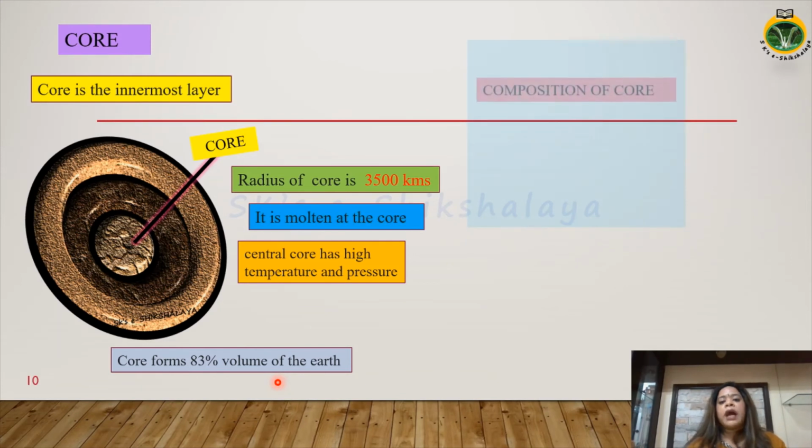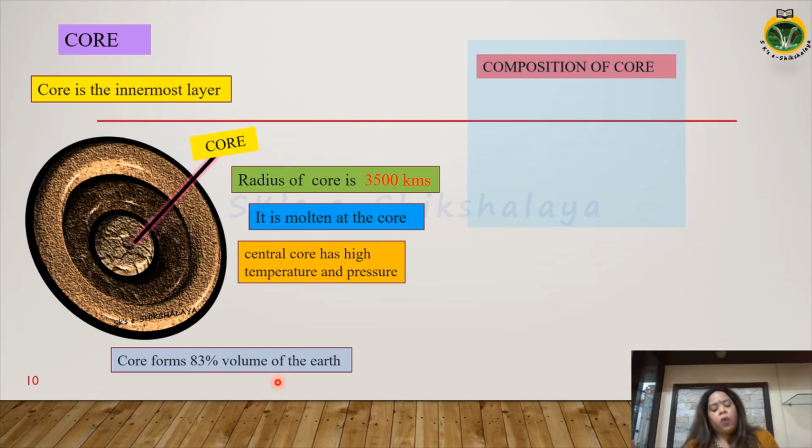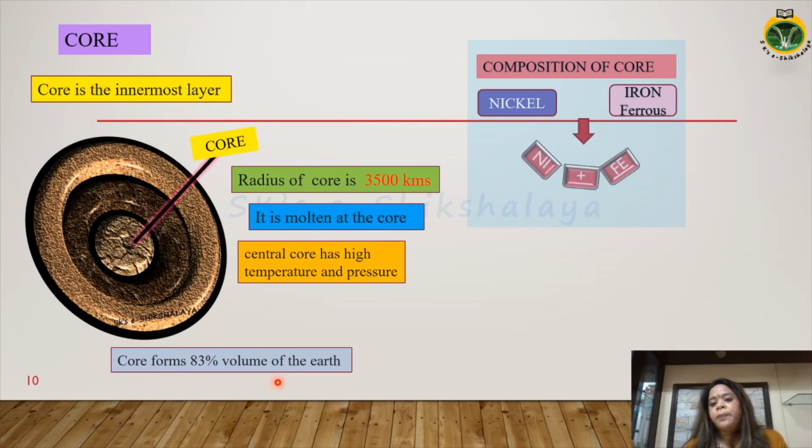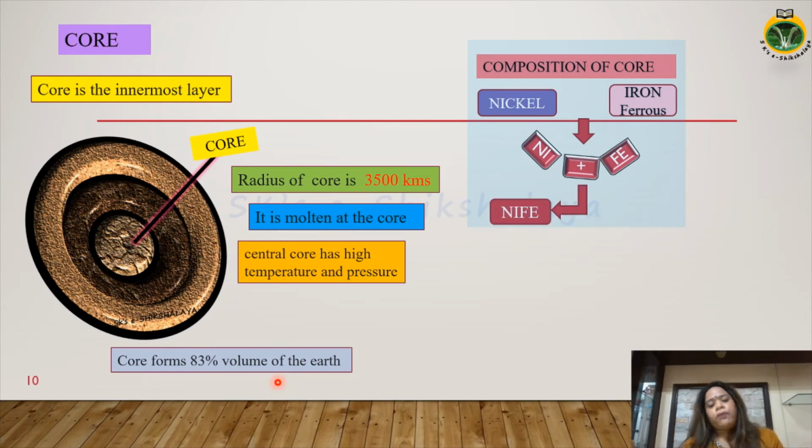Now let's look at the composition of core. So core is formed of nickel and iron. Now you will ask, why have I written ferrous? Because ferrous is the scientific name of iron. So if I combine nickel with ferrous, then Nife is formed.